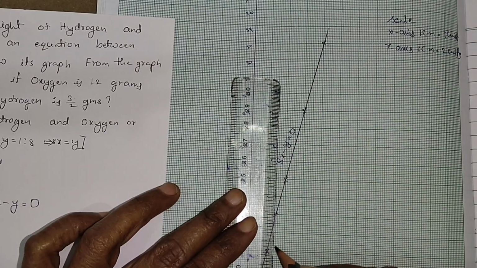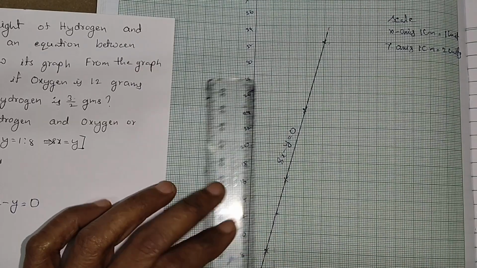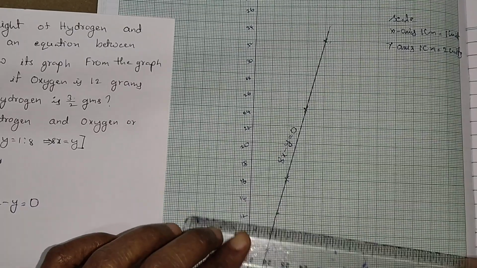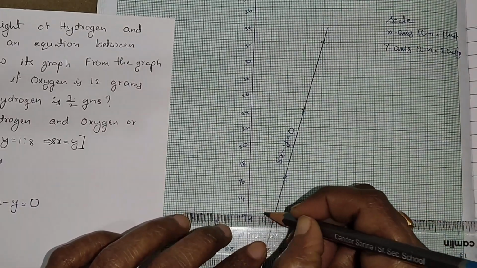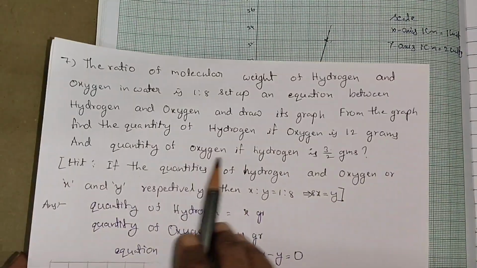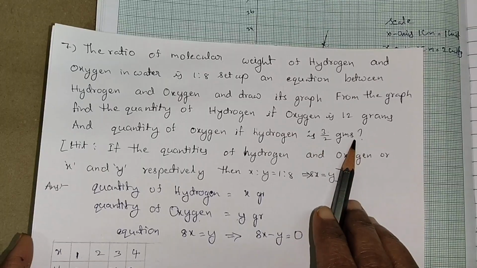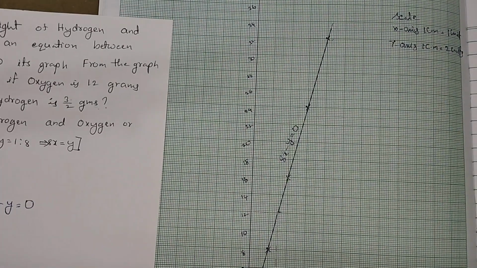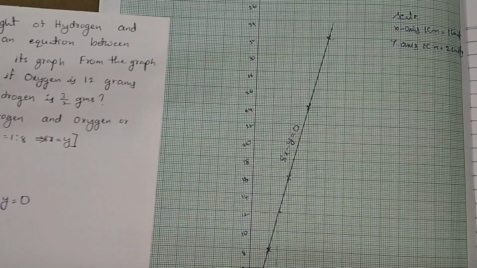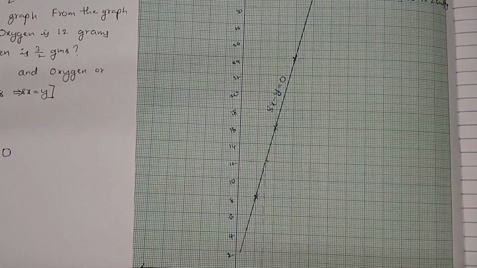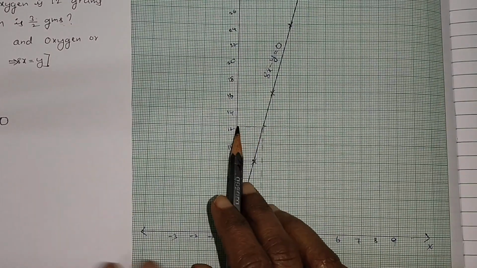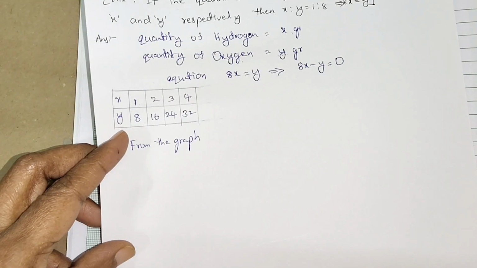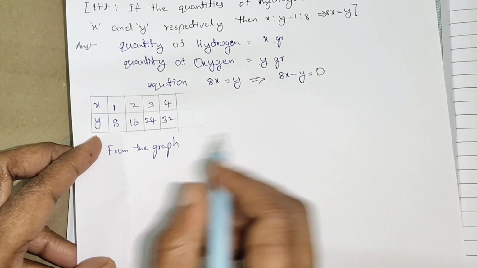here too we draw the line. This is the hydrogen quantity 1.5. Next, the quantity of oxygen if hydrogen is 3 by 2 grams. Hydrogen is x. X is 3 by 2, which means 1.5 grams. At that time oxygen is 12. Both are the same. So from the graph, we write the remaining answer.